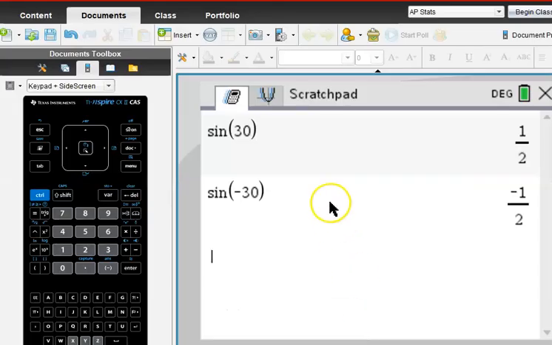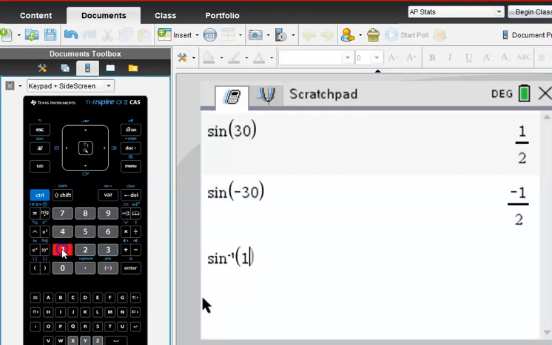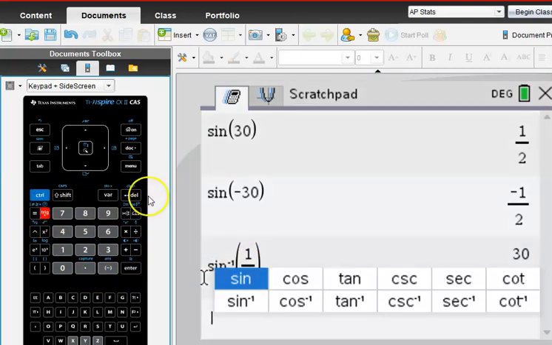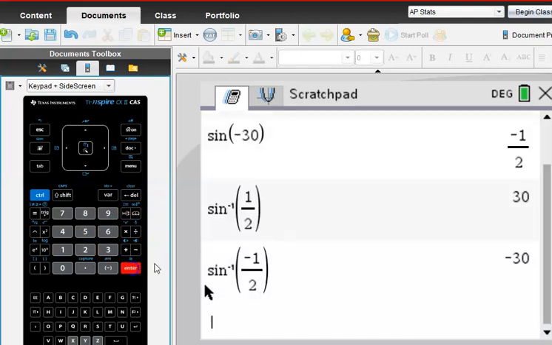So going to the calculator, we see sine of 30 is 1/2 or 0.5. Sine of -30 is -1/2. To do inverse sine, we go to the same trig button that we do for the others, and we find inverse sine here. So let's do inverse sine of 1/2. Inverse sine of 1/2 is 30, and inverse sine of -1/2 or -0.5, I could have just done 0.5 too, is -30. Okay, so far so good.